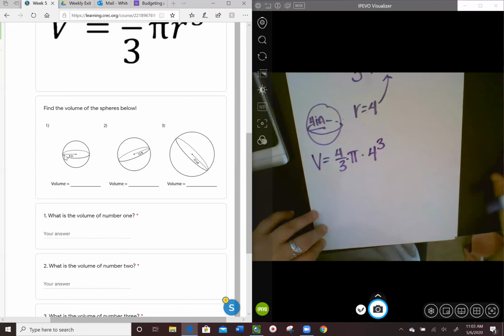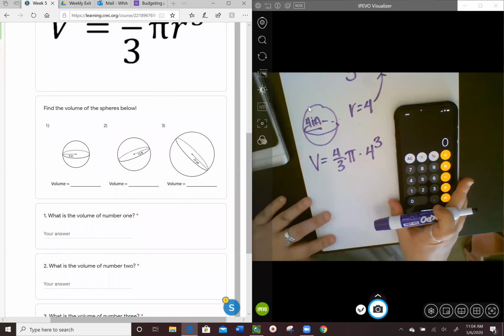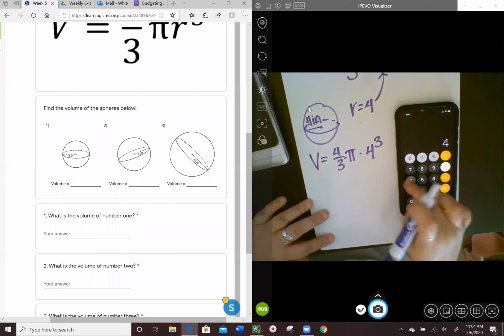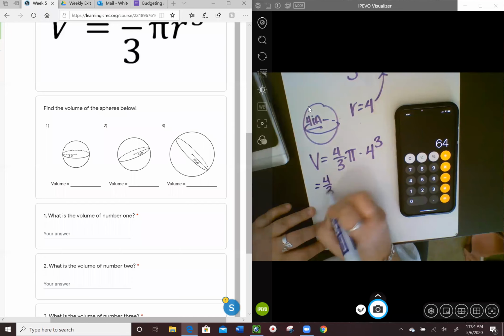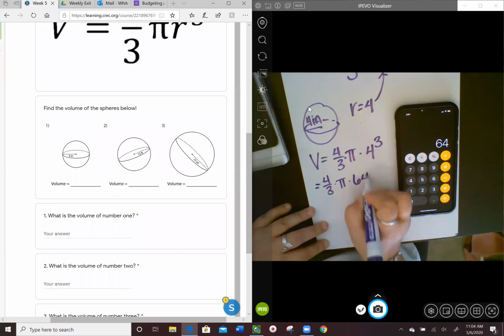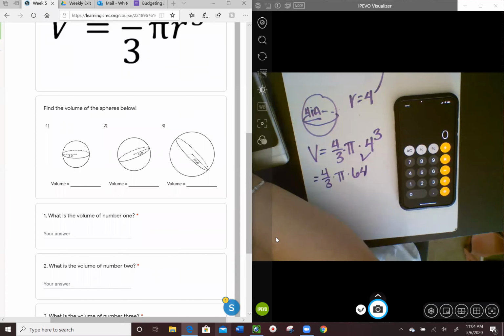Okay, so remember PEMDAS, order of operations, we have to start with that exponent before we talk about multiplication and division. So before we start talking about multiplication and division, we've got to do 4 to the third. Remember what that is? That's 4 times 4 times 4, 3 total times. So we've got 4/3 pi 64. 4 cubed became 64. Now multiplication and division is all we have left. So we're going to do that as it appears from left to right.